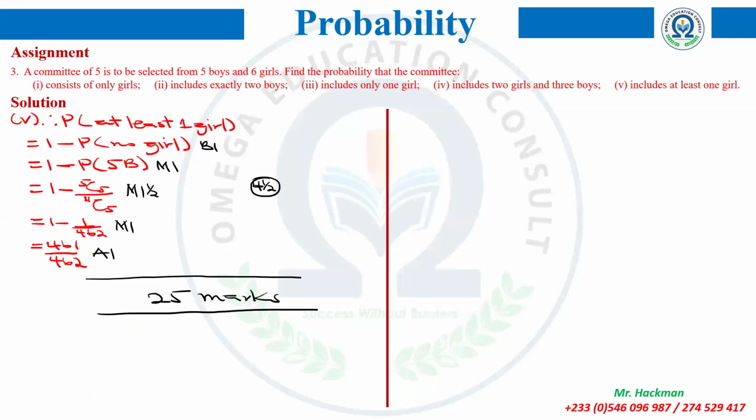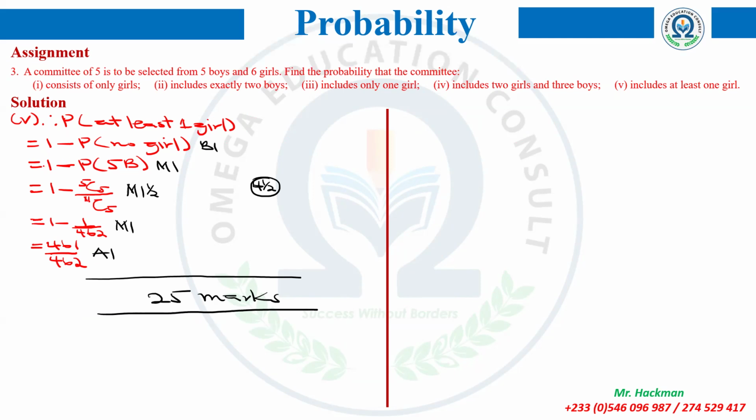Then the last question is what we have here. V. When you are moving from IV to V, you should leave a line, unless maybe you are moving to the next page. So P, what are we looking for? The V is here: includes at least one girl. So P(at least one girl) will be equal to, remember, whenever we see at least one, we know that we are supposed to use the special relation. So it will be 1 minus P(no girl), or P(none). You can't write none girl, so it will be no girl.